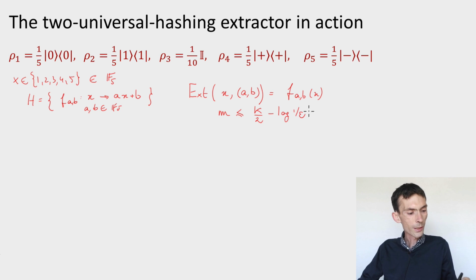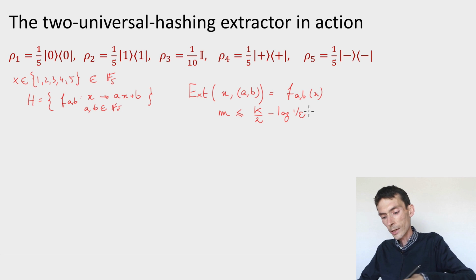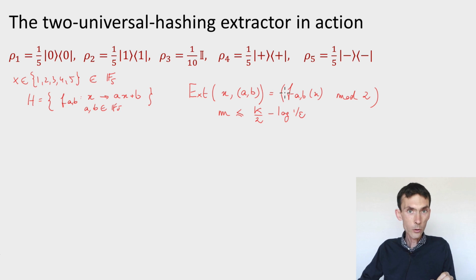So here, because the input takes only 5 possible values, it doesn't really make sense to set an epsilon and k. We'd have to compute the min entropy of the source here. So let's just say we hash this down to just 1 bit. So what we'll do is take this output and take it mod 2. Look only at the parity. So that's my extractor. Let's compute it and see what it gives on an example.